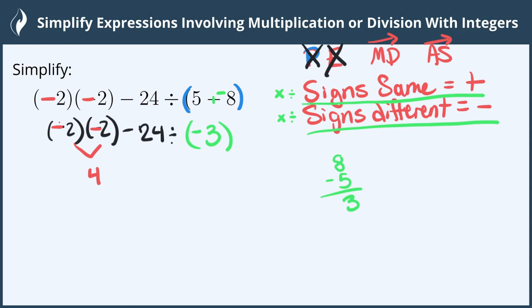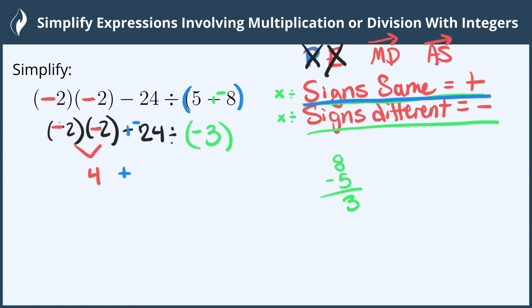Now I continue moving from left to right, and I have a division. 24 divided by -3. I can change this to add the opposite here, or I can do it on the next step. I'm going to go ahead and add the opposite so that my signs are the same. If my signs are the same, then the product or the quotient is positive. So this will be a positive.